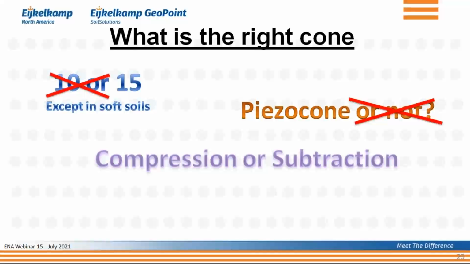But in this case, what you need to say is, listen, the 15 centimeter square cone has its advantages. Yes, I can go deeper. Yes, it's sturdier. But in soft soils, where I really need to get more sensitive measurements, a 10 centimeter square cone may be more appropriate. So what you see in there is that still the 15 centimeter square cone has a preference, but you see there underneath an exception.